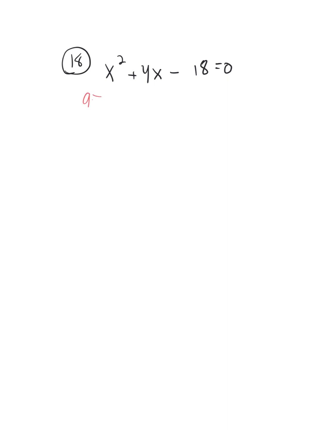And I'm just going to identify my A, my B, and my C. I'm going to calculate B squared minus 4 times A times C. So let me go to my calculator here. 4 squared minus 4 times 1 times a negative 18 is going to give us 88 as the discriminant. Positive discriminant tells us keep going. Look for those two solutions.